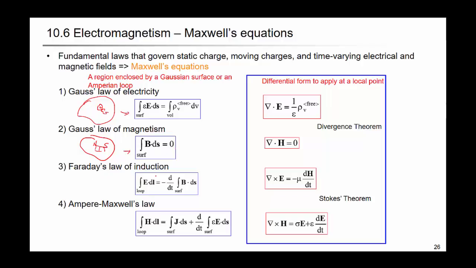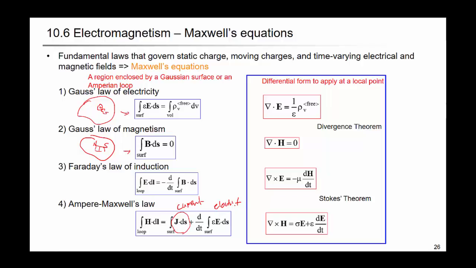And Faraday's law of induction, according to the definition, says the change in magnetic field induces the electric field. And the Ampere-Maxwell law correlates the current. This is the current, and this is the electric field. They calculate the magnetic induction field caused by the current and the change in electric field.